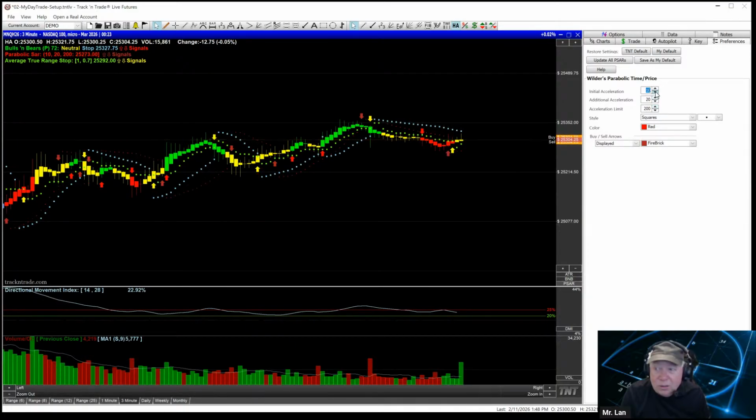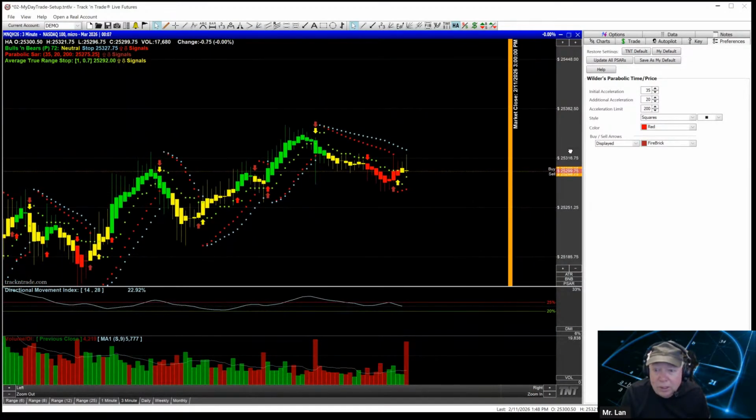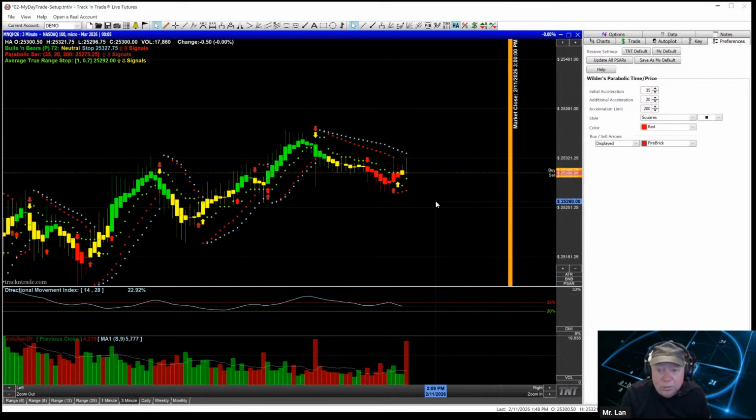Where's my dots? Oh, they're so tiny I can't see them. Usually the blue one is the last one. So let's make the dots bigger. There they are. Okay, so see, we got a 3 dot system.